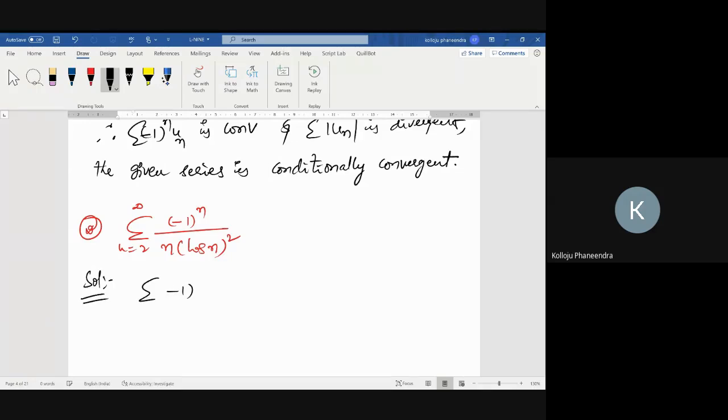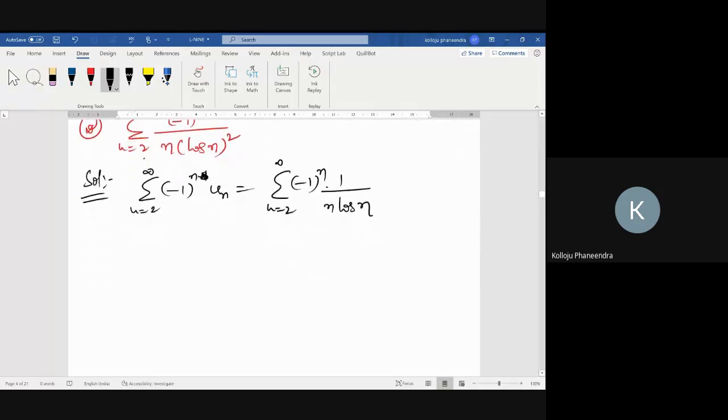Sigma minus 1 whole power n minus 1 un is equal to sigma, and this is from 2 to infinity, right? Okay, the series. So I'm not writing this one. This is minus 1 whole power n into 1 by n log n, n is from 2 to infinity. So I will also consider 2 to infinity. Then this becomes minus 1 whole power n only: positive, negative, positive, negative. That's it.